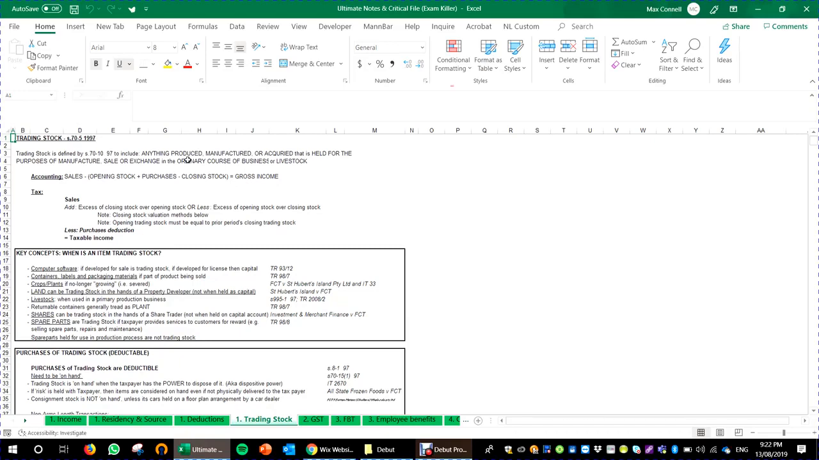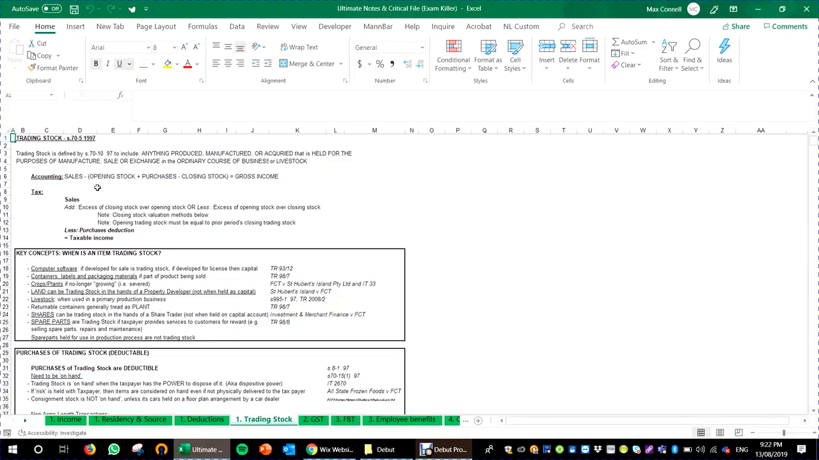Now, I used the example of the developer before. So a property held by, say, an individual investor isn't trading stock. That's an asset. But if it's held by a developer, that is trading stock. So that's probably the key distinguisher in understanding what is trading stock and what isn't trading stock.